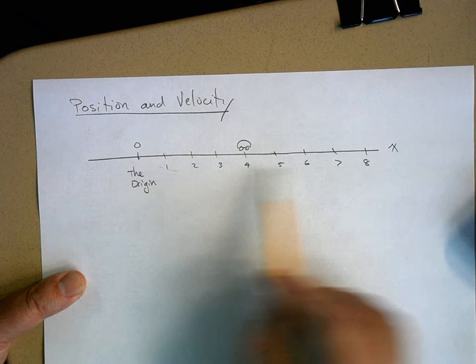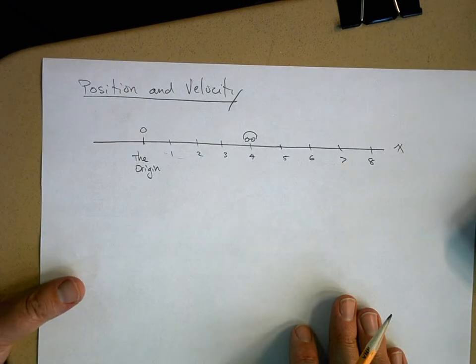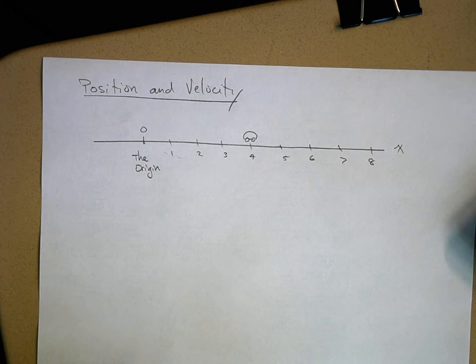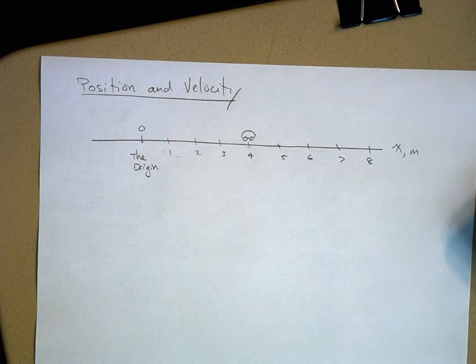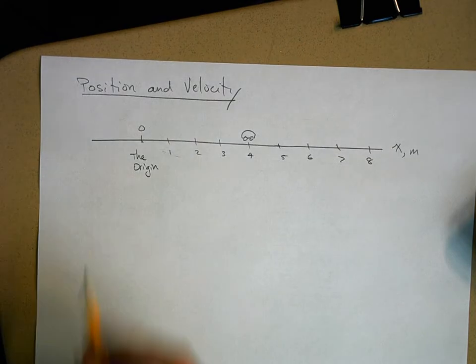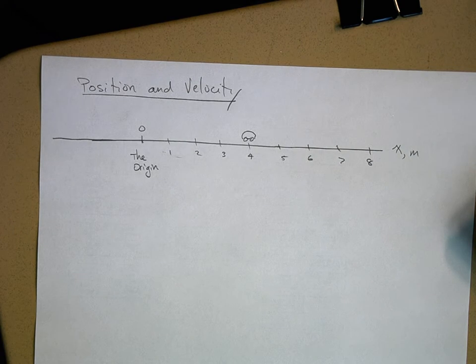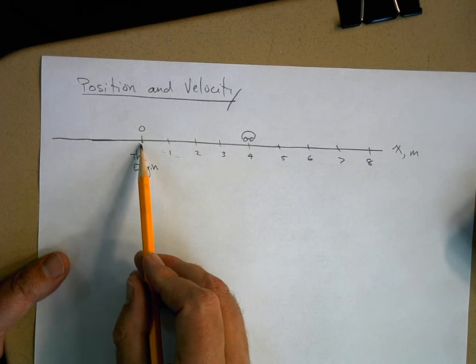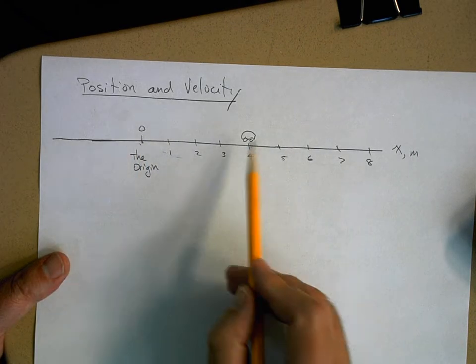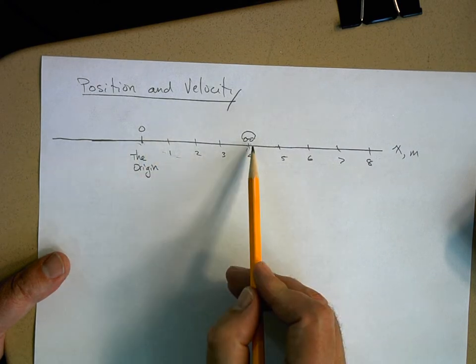Now, what are these increments? What do they mean? What is the length of each increment here? Well, we're going to use meters. So this is 4 meters from the origin. Okay? So the origin is where we measure things from. It's a location in space, we all know where it is. But where is the little toy car? From the origin, it's 4 meters away.